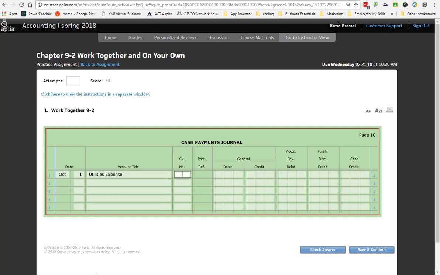My check number, I'm just going to put in 321. I don't need to put in a C because my column heading already says check number. Now, we know cash is going to be credited. Utilities expense is not an accounts payable account, so it's going to go under general debit as 85 and cash credit as 85.